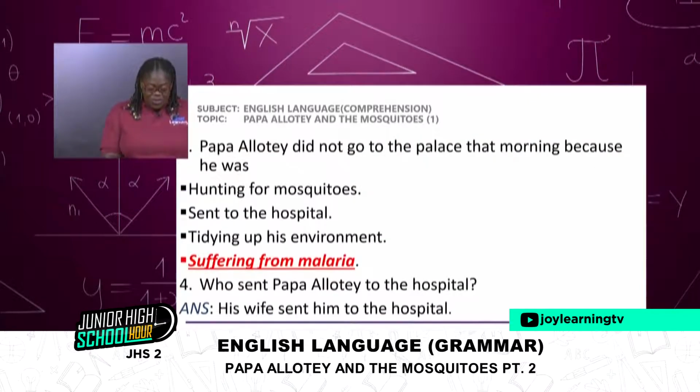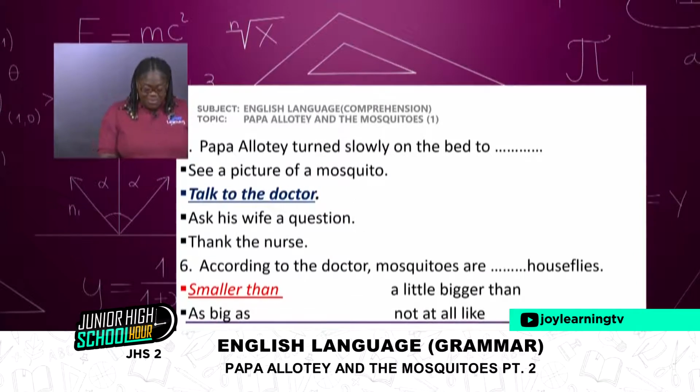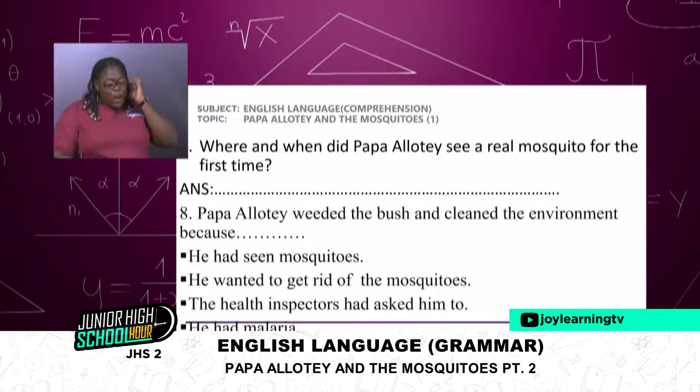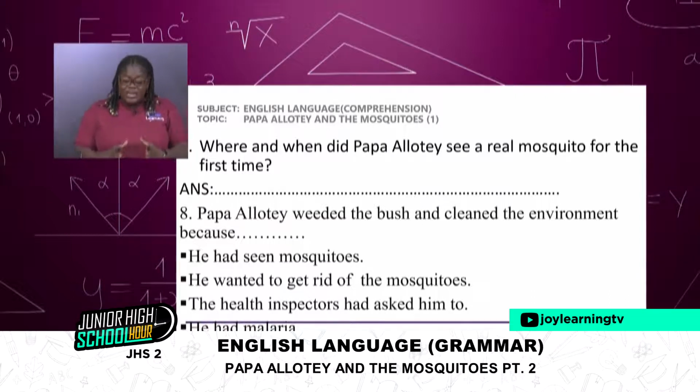And then I give you some few exercises. That is number 7 and number 8. So I read them again to you. Where and when did Allotey see a real mosquito for the first time? I'm saying that you are going to answer that question. So I would want to believe that you have written them down.